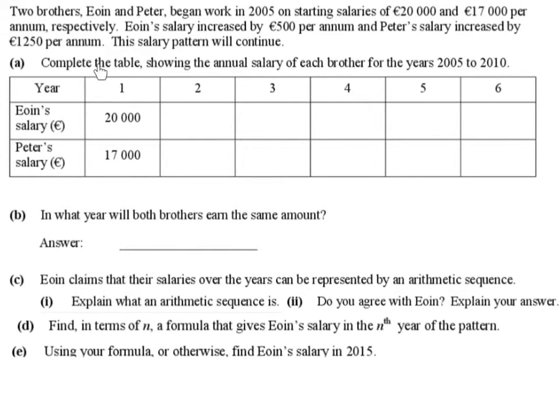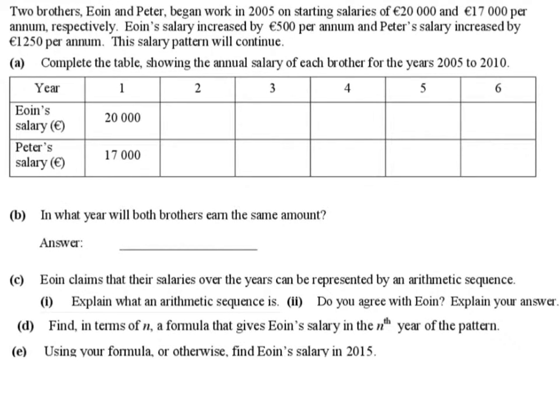Part A. Complete the table showing the annual salary of each brother for the years 2005 to 2010. So basically fill in these boxes. In what year will both brothers earn the same amount? Part C. Owen claims that their salaries over the years can be represented by an arithmetic sequence. Explain what an arithmetic sequence is. Do you agree with Owen?